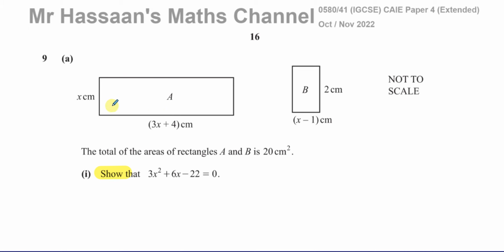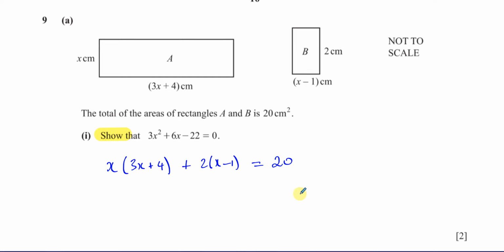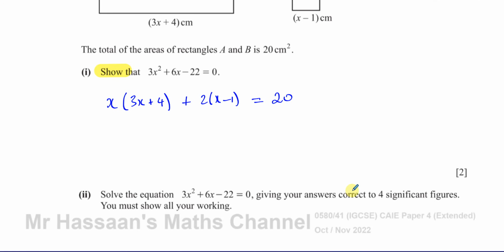So first of all, we've got to find the area of rectangle A, which is the length times the width, which is x times 3x plus 4. And we've got to add to that the area of rectangle B, which is going to be 2 times x minus 1. And when you do that, the area has to be 20 centimeters squared. Centimeters, or centimeters squared, that's fine. The units are compatible. We don't have to do any messing around with that. There we have this little equation we formed.